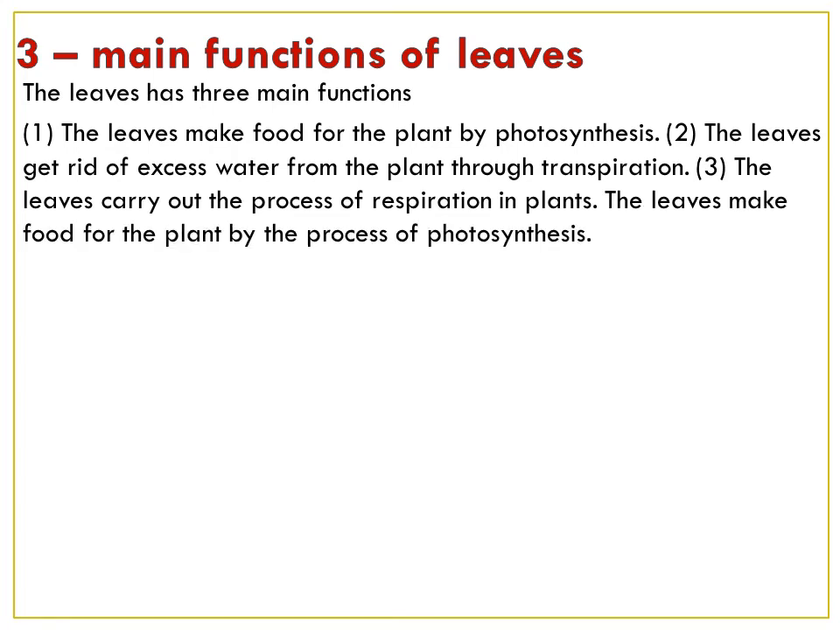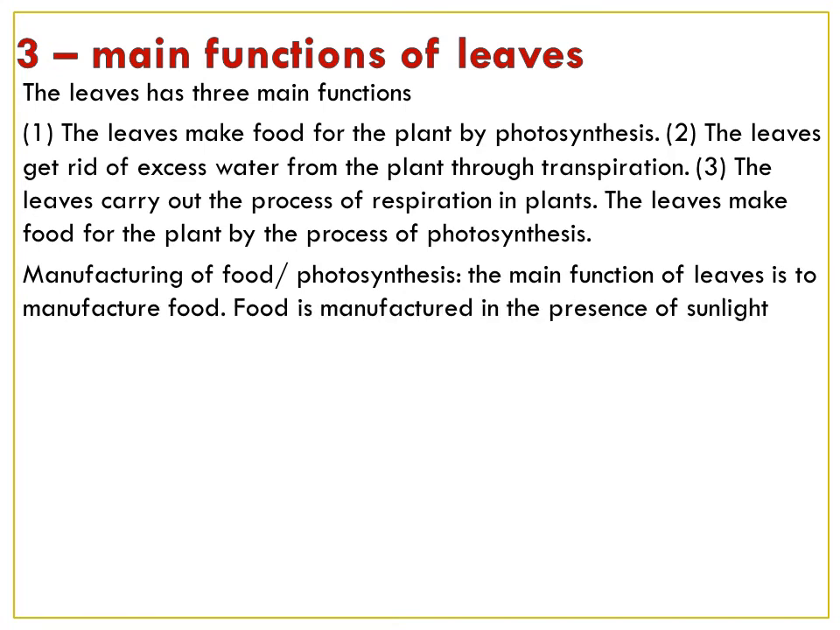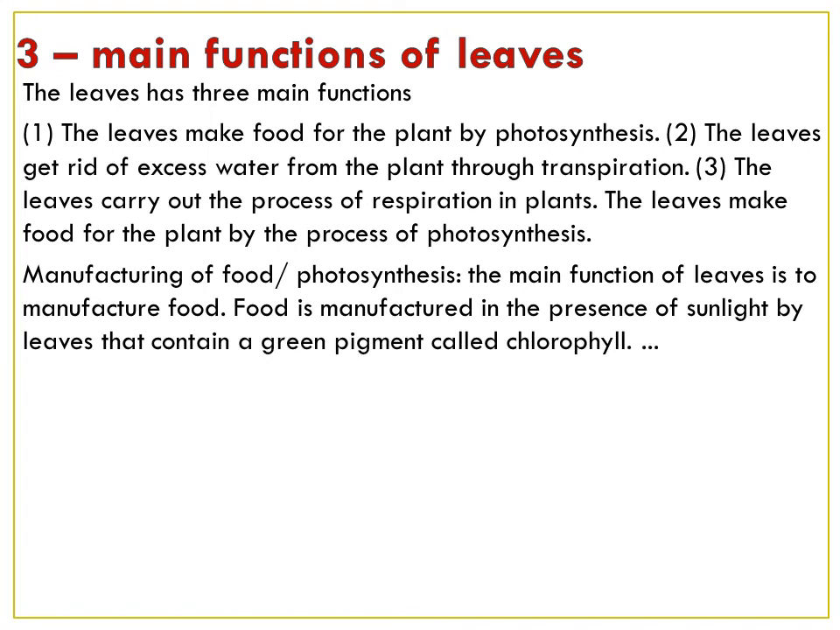These leaves make the food for the plants by the process of photosynthesis. Manufacturing of food, or photosynthesis, takes place in leaves. Food is manufactured in the presence of sunlight by leaves that contain a green pigment called chlorophyll.